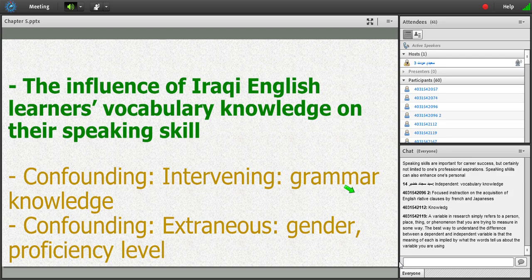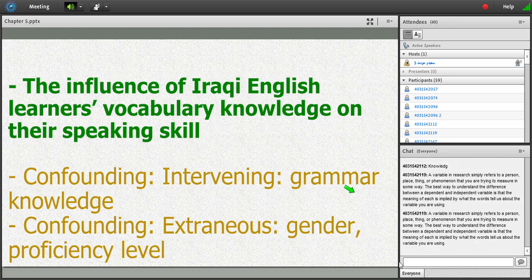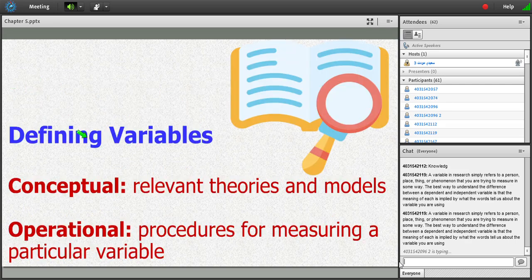For example, consider this topic, okay? Iraqi English learners vocabulary knowledge. Based on what model do I define the vocabulary knowledge? What do I mean by vocabulary knowledge? What do I mean by the speaking skill? These variables have their definitions in the source books, in the articles written by the scholars, by the great people in our field of study. So I need to define the variables conceptually. This is called conceptual definition.